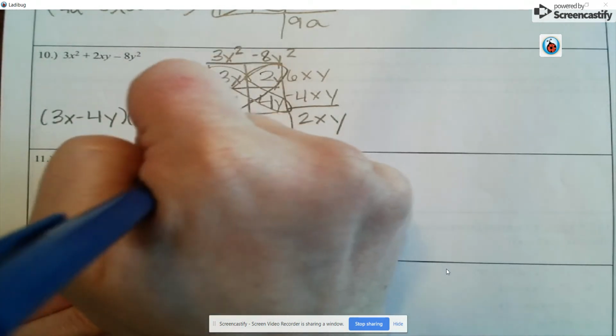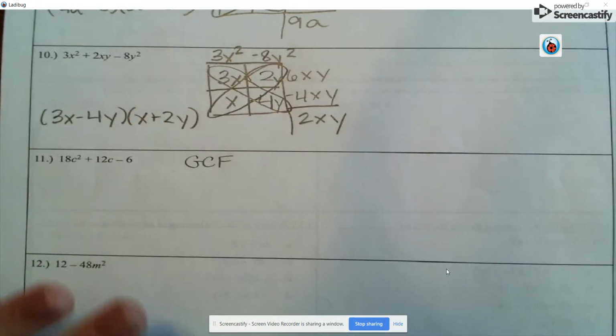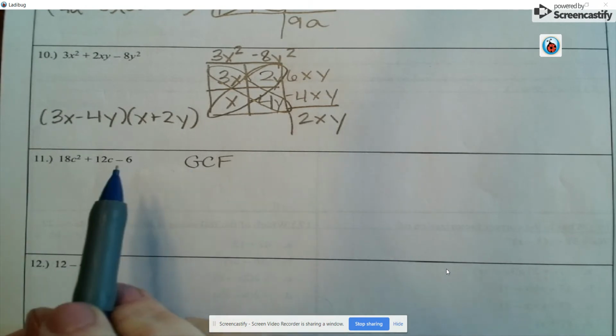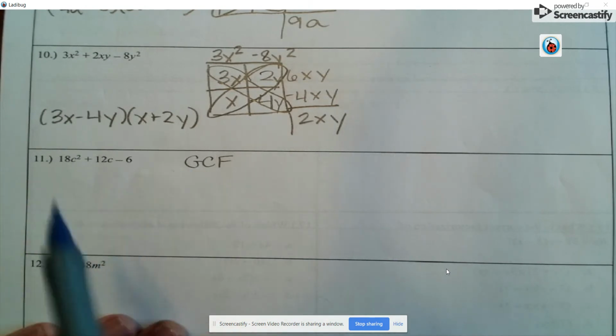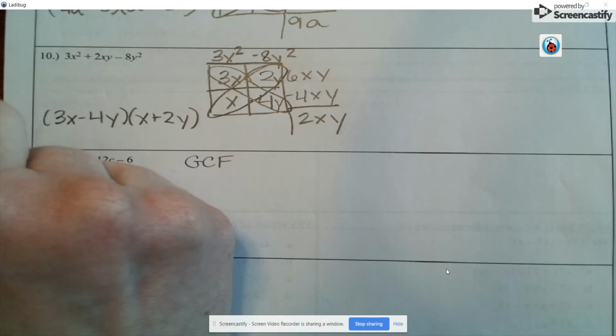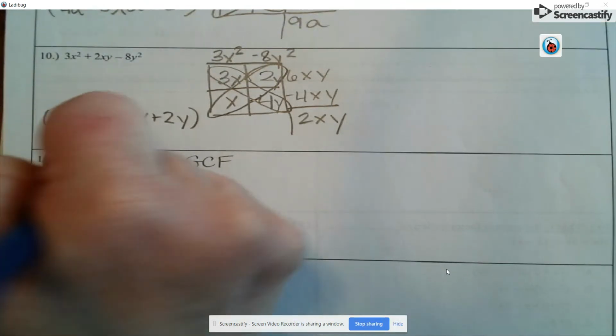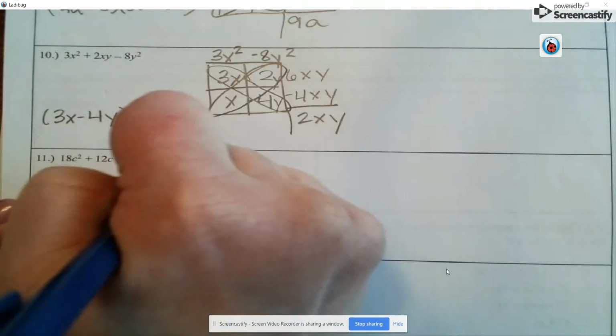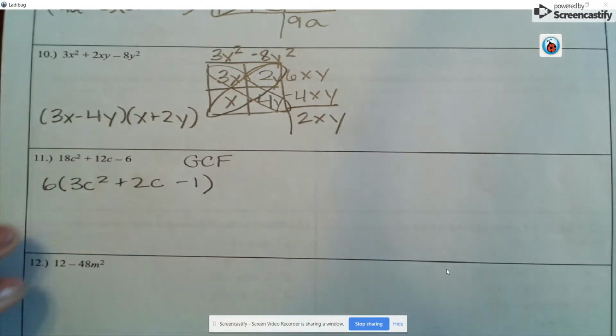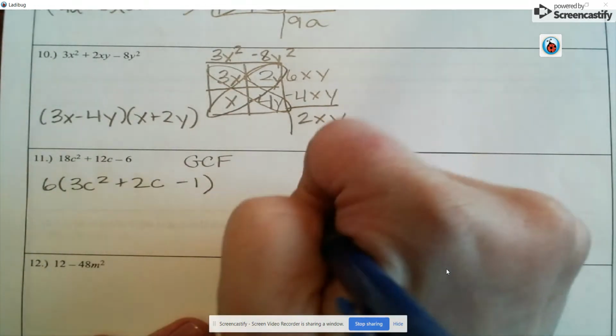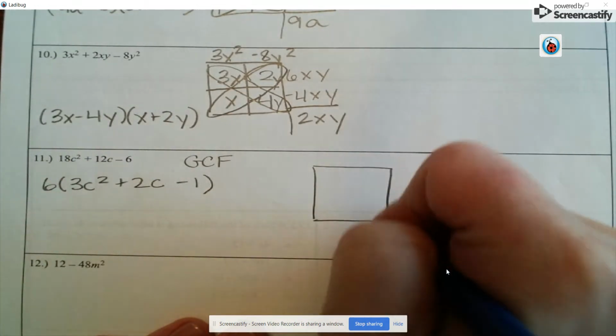I can tell for sure that they're all even, so I know they're at least divisible by 2, but I think they're even divisible by 6 in this case. So I'm going to factor out a 6, which will leave me with 3c squared plus 2c minus 1. Now I want to factor that further if I can.